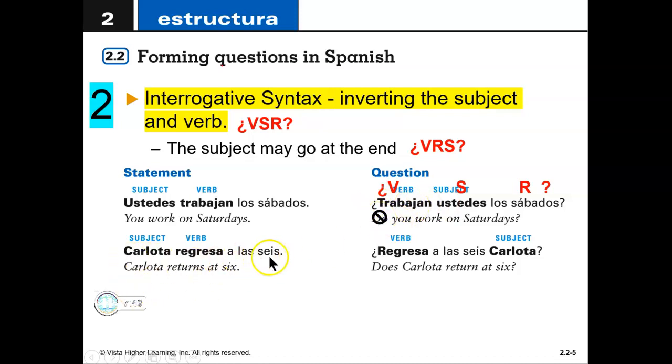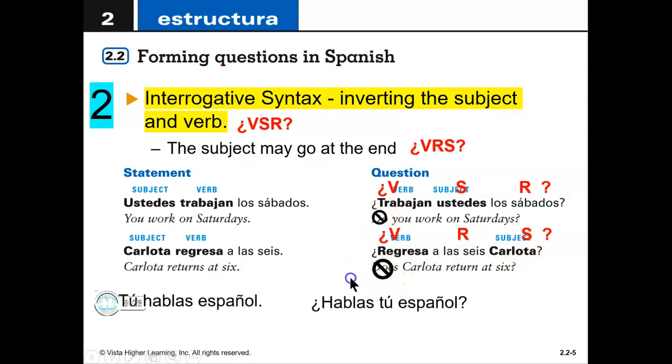Carlota regresa a las 6. Carlota returns at 6. So we're going to change it by saying ¿regresa a las 6 Carlota? This time we put our verb first and we moved our subject, Carlota, all the way to the end. And we separated them by the remainder, the extra information. And once again, by putting the verb in front of your subject, you do not need does. No do, no does. Tú hablas español. You speak Spanish becomes ¿hablas tú español?, verb in front of your subject, then your remainder. So you speak Spanish becomes do you speak Spanish? ¿Hablas tú español? Notice no do.